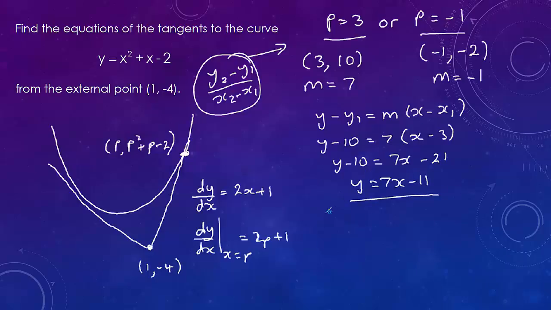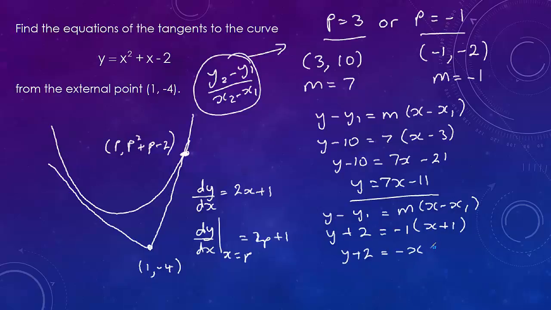And then let's look at this one. So y minus y1 is m times (x minus x1). So y take away negative 2, so that'll be y plus 2. It's going to be negative 1 times (x take away negative 1), which would be x plus 1. So y plus 2 is minus x take away 1. So y is going to be minus x take away 3.